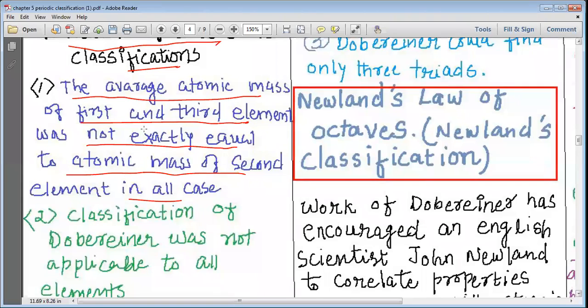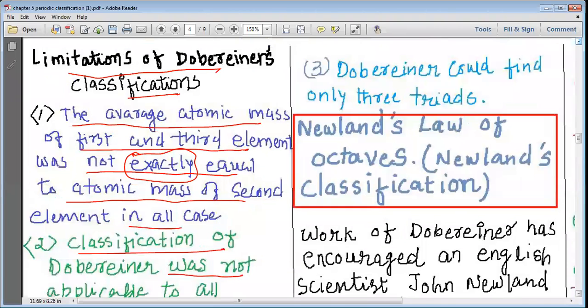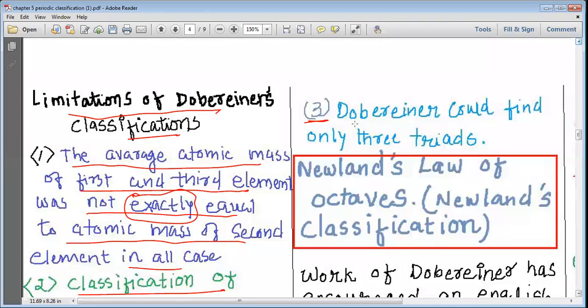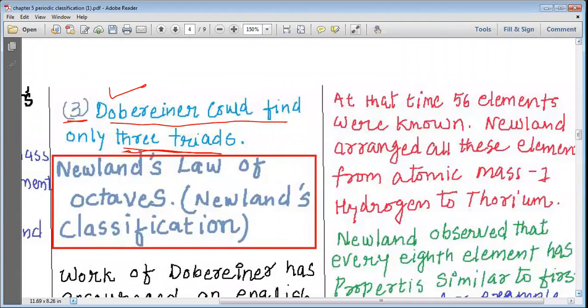It was roughly the idea, but it was not exact. What is the second limitation? Dobereiner's classification was not applicable to all the elements. It was applicable to very few elements. And the third limitation was that Dobereiner could find only 3 triads. So only 3 triads were found. That is why Dobereiner's classification was not very useful, but still it has given some pattern for the study of the elements.